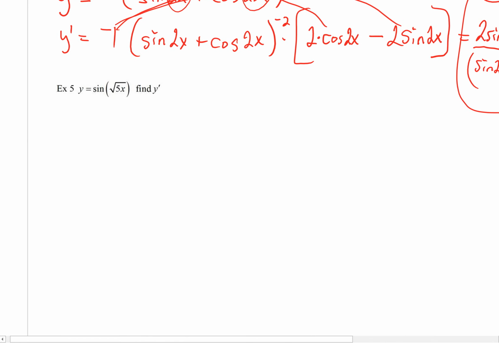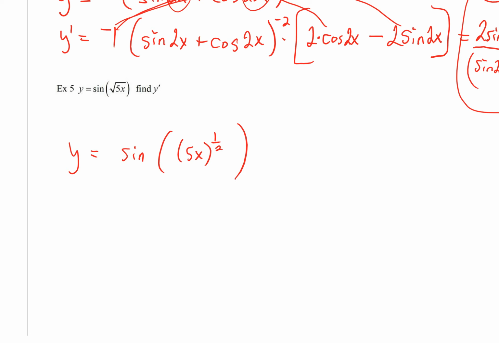Last one, guys. Example 5. Y equals sine radical 5x. Find y prime. First of all, I want to state the obvious that really inside here is 5x to the 1/2 power. A square root is going to be a 1/2 power. So let's go ahead and take our derivative. The derivative of the outside function, the derivative of sine, is cosine.